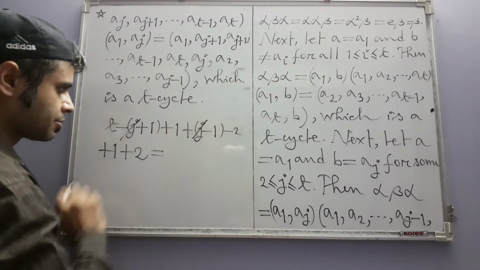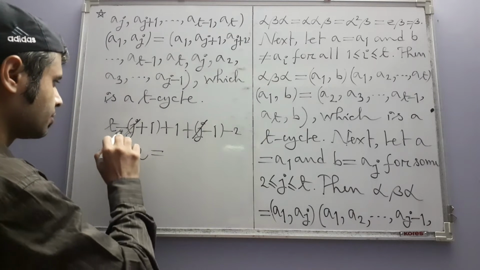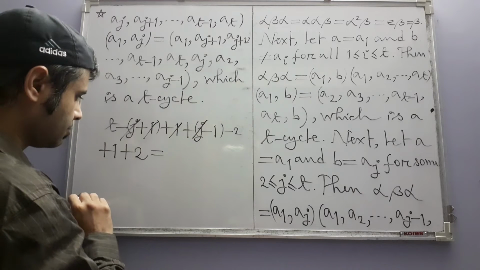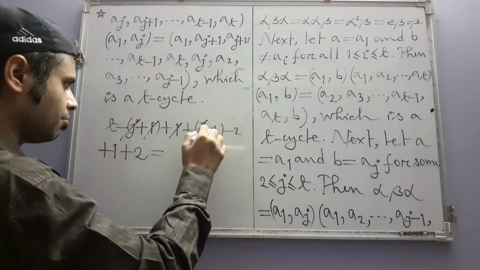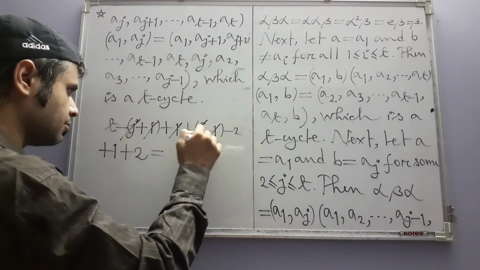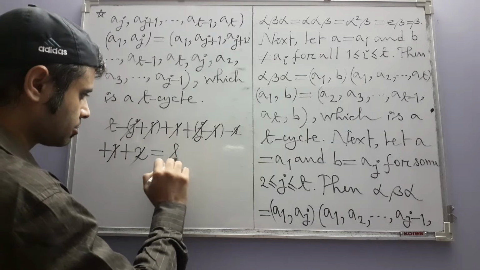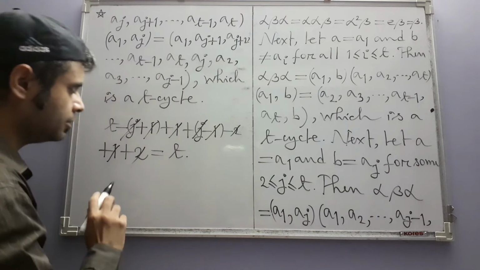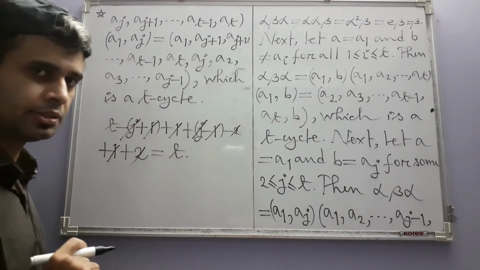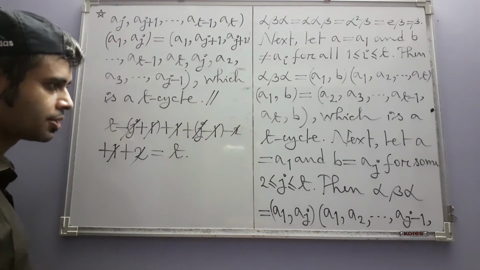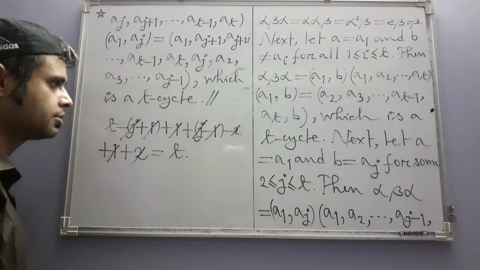Minus J plus J, they cancel out. You see here minus 1 plus 1, they cancel out. Minus 1 plus 1, they cancel out, and minus 2 plus 2, they cancel out. So that means you are left with T. So this is actually a T cycle. And here the solution itself ends, because this was the only other case.